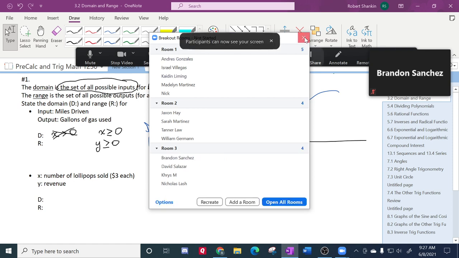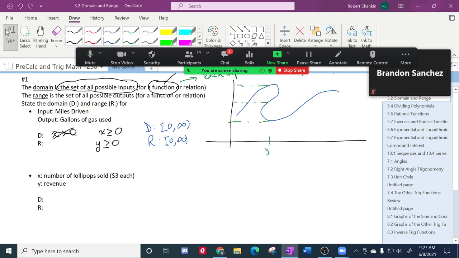All right. So let me ask group 3. What do you have? Hi. So for the number of lollipops sold, that's going to be the input, and for the revenue, that's going to be the range. All right, the domain is going to be the number of lollipops sold. Domain has to do with x, which is the number of lollipops sold, and the range has to do with the y, which is the revenue.